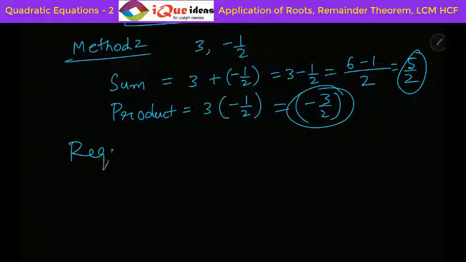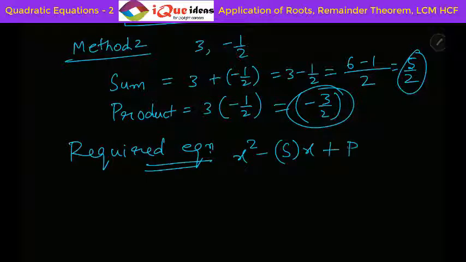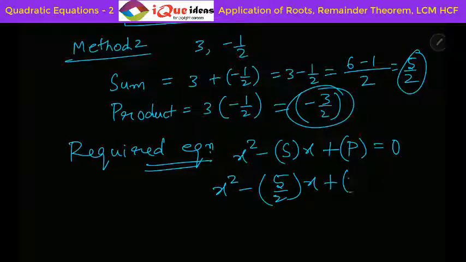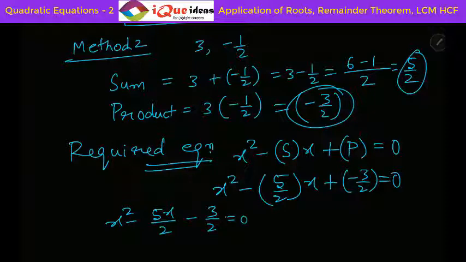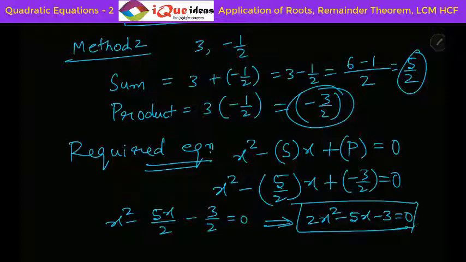So the required equation can be given as x square minus the sum of roots into x plus the product of roots equal to 0. So it is x square minus 5 by 2 into x plus minus 3 by 2 equal to 0. So if you open it, it will be x square minus 5x by 2 minus 3 by 2 equal to 0. Just multiply by 2 in every term, we will get 2x square minus 5x minus 3 equal to 0. Right? So this is the answer of this question.